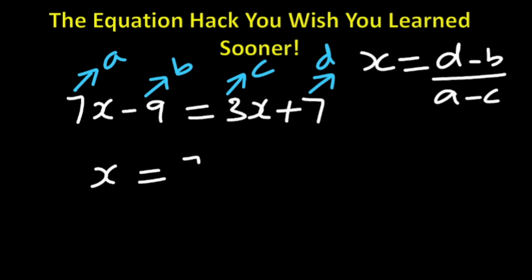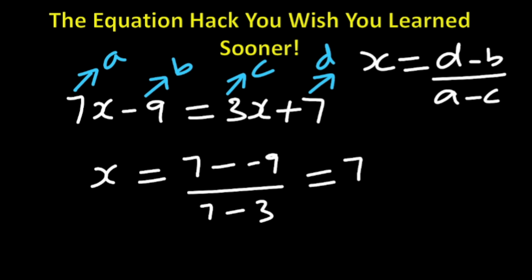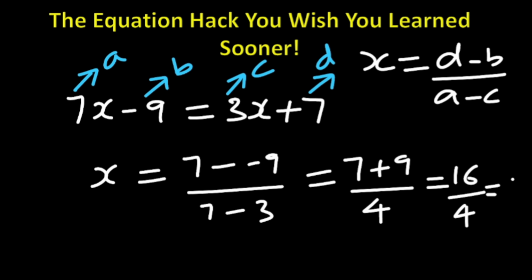Right, so d is 7 minus b. B is negative 9, divided by a minus c. So a is 7 and minus c is 3. So let's simplify this. 7, and then you see minus of a negative, that becomes a positive. So that becomes 7 plus 9 divided by 7 minus 3 is 4. So 7 plus 9 is 16. 16 divided by 4, that's going to be 4.